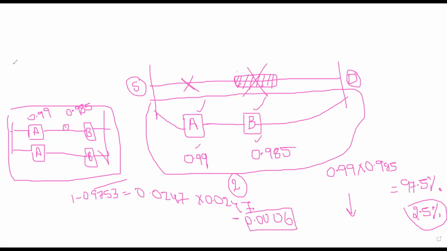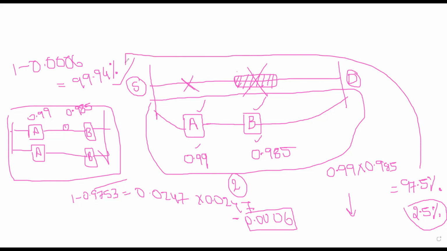Then what is the reliability? 1 minus failure, which is 1 minus 0.0006, gives me 99.94%. If I add an additional A and B, my reliability increased from 97.5% to 99.94%. How much percent did it increase? 2.4% increased, team.